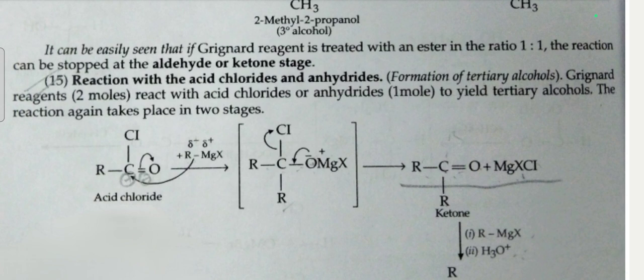Reaction with acid chlorides and anhydrides gives rise to the formation of tertiary alcohols. Two moles of Grignard reagent react with one mole of acid chloride or anhydride to yield tertiary alcohols. The reactions take place in two stages.